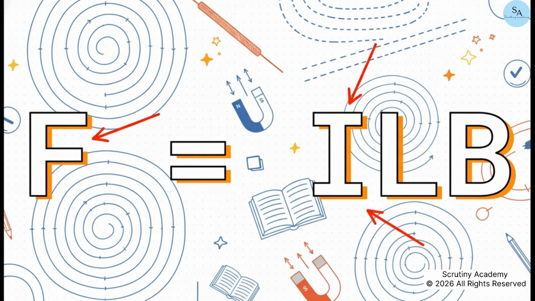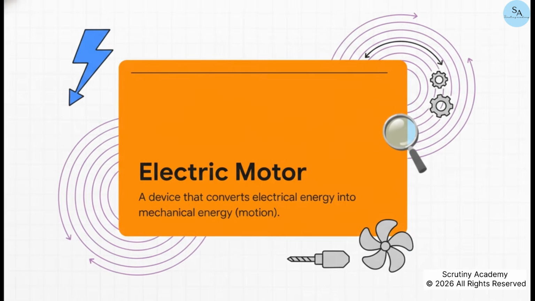And here it is. This is the workhorse formula for your exam. F equals ILB. Force equals the current times the length of the wire in the field times the field strength. You've got to memorize this one. It's for that perfect situation when the wire is perpendicular to the field, which luckily for us, it usually is in exam questions. So all of this leads us to our second big three topic, the electric motor.